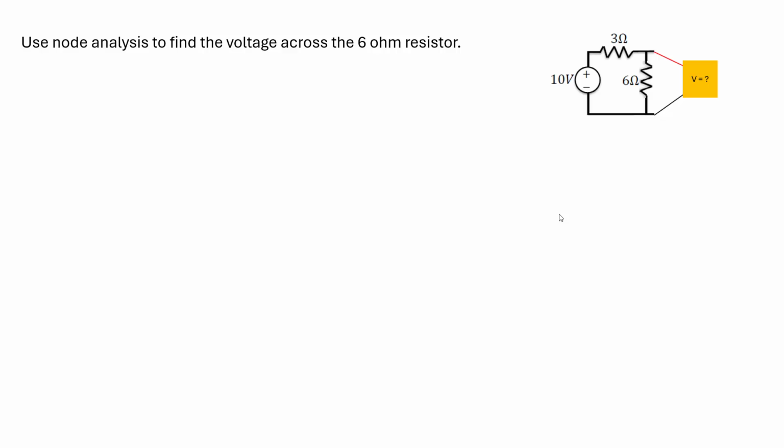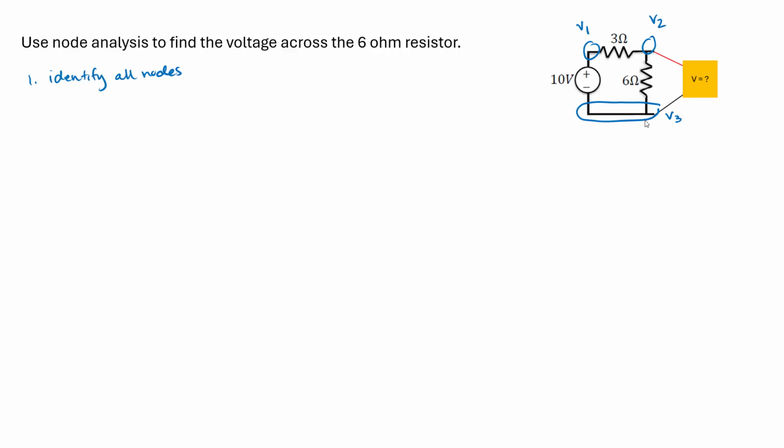All right, so let's go ahead and get started. Our first step is to identify all our nodes. And in this case, we have a node at our 10 volt source. I'll just call it V1. We have a second node right above our 6 ohm resistor. Then we have a third node, I'll just call it V3 for now, at the bottom of our circuit.